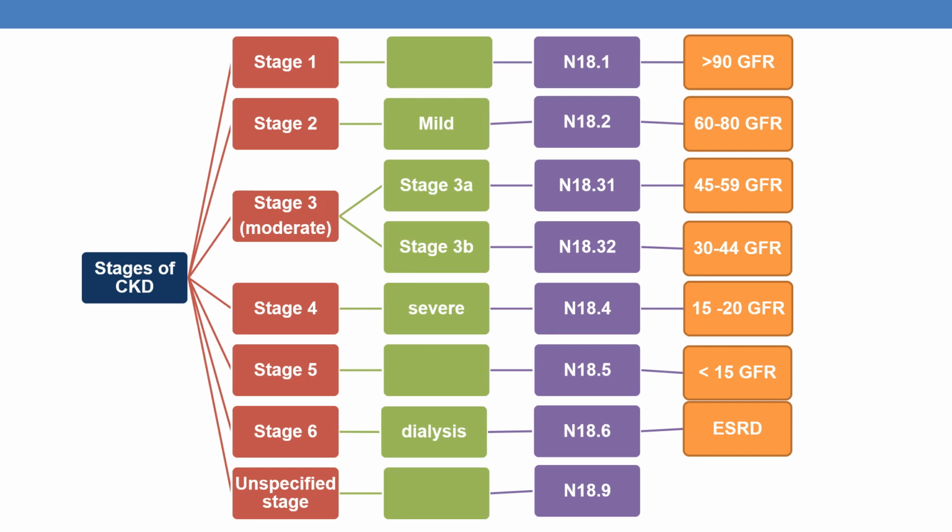And finally, coming to stage 6, which is also called end stage renal disease, ESRD. ESRD is nothing but end stage renal disease. Here the patient will be on dialysis. In some cases, the patient will be on dialysis from stage 5 only. Chronic stage 5 also indicates CKD, end stage renal disease. And finally, coming to unspecified stage, the code is N18.9. If the physician simply mentions CKD without mentioning the stage, you need to code N18.9.